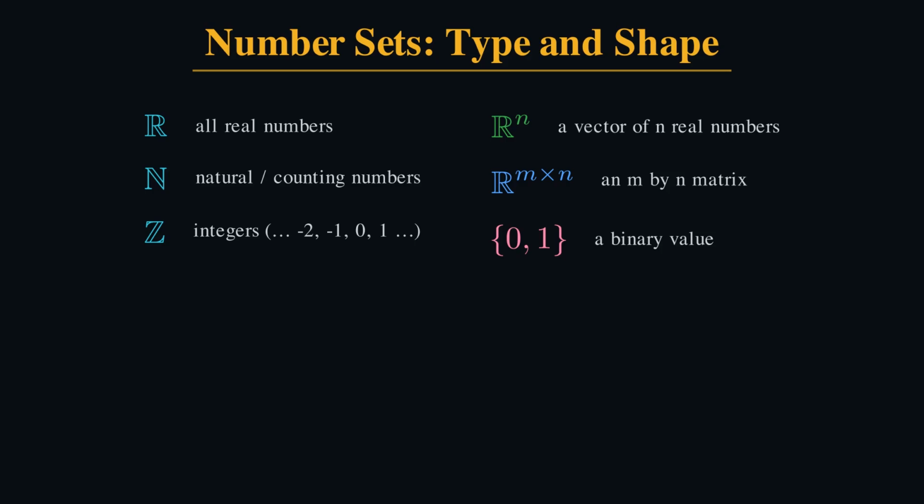But the real trick is the little exponent. It tells you the shape. R to the n is a vector of n real numbers. R to the m by n is a matrix with m rows and n columns. So when you read x is in R to the n, you instantly know x is a list of n numbers. For example, x is in R to the 784 simply says, x is an image flattened into 784 numbers. The notation told you the shape before you read a single word.